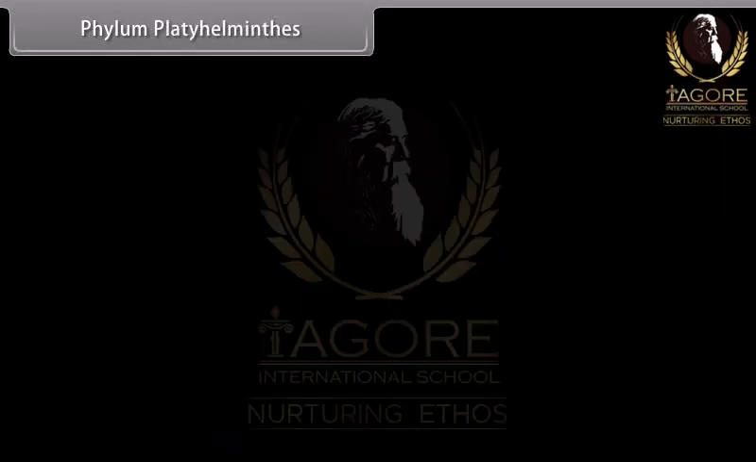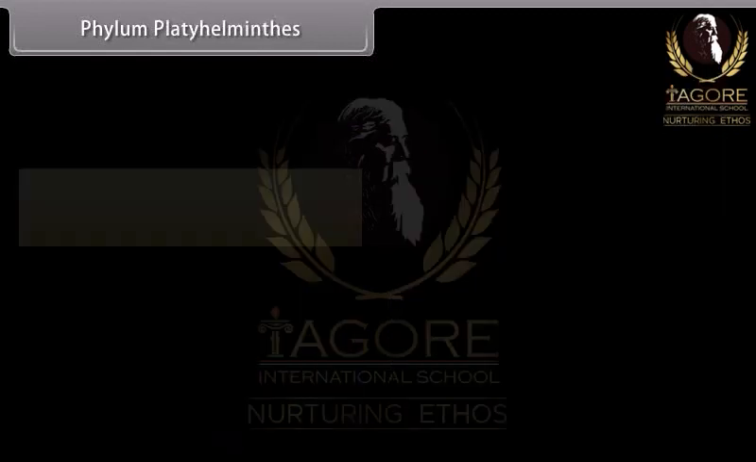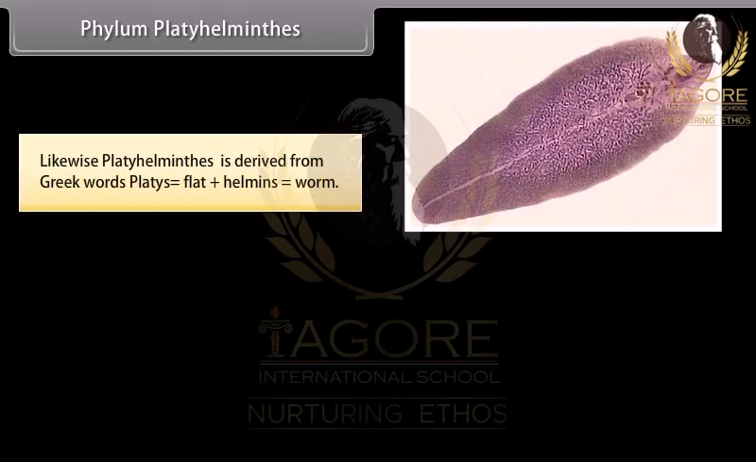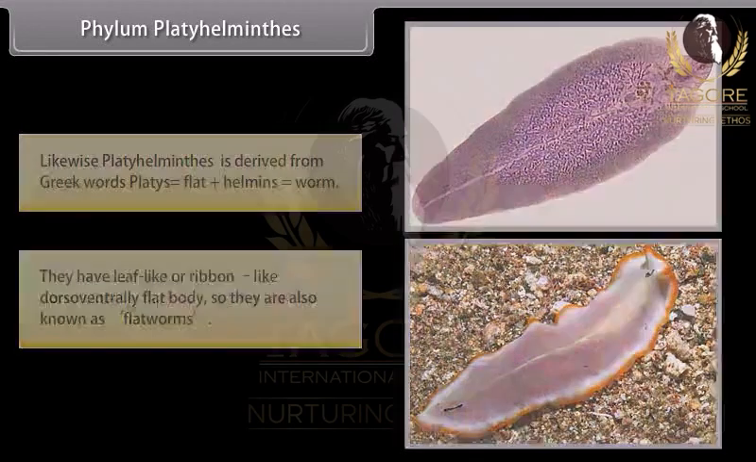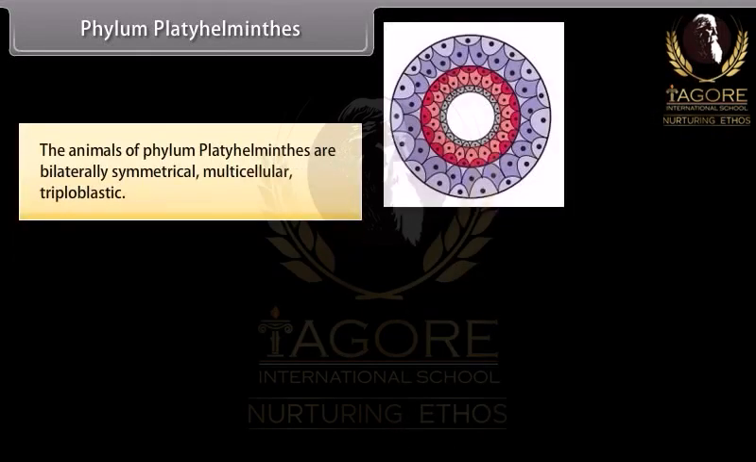Phylum Platyhelminthes. Likewise, Platyhelminthes is derived from Greek words platys, which is flat, plus helminth, which is worm. They have a leaf-like or ribbon-like dorso-ventrally flat body, so they are also known as flatworms. The animals of phylum Platyhelminthes are bilaterally symmetrical, multicellular, triploblastic.